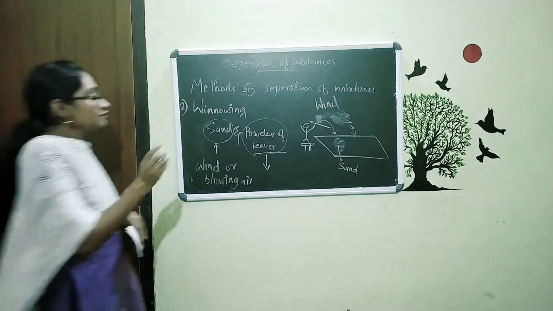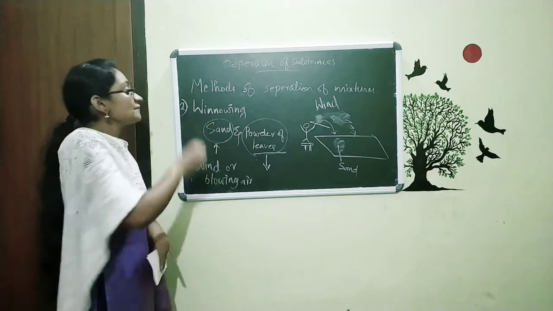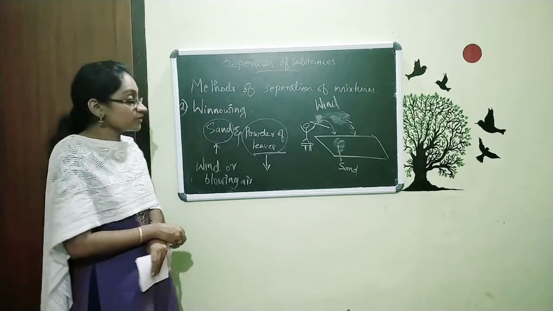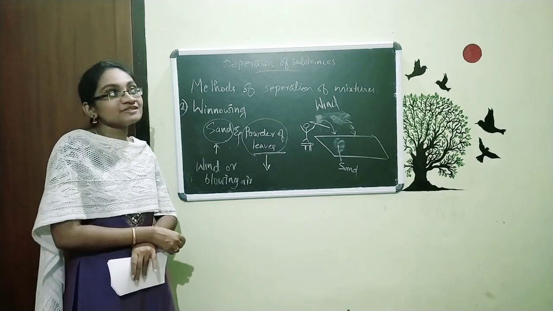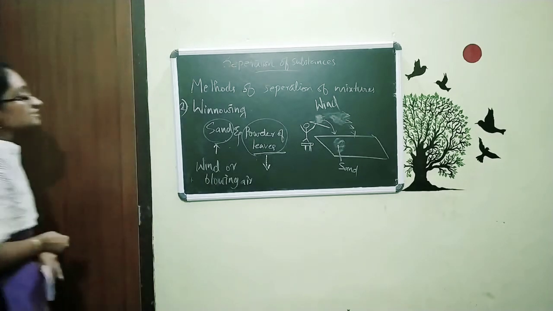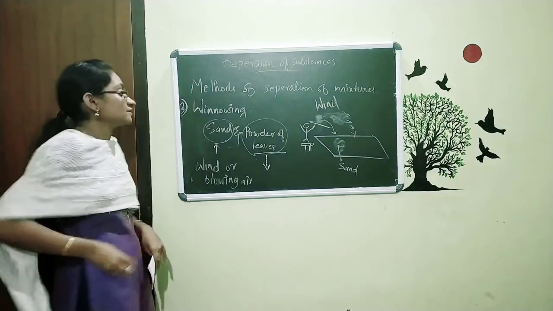Very simple, and you want to remember the example that we are separating the mixture of sand and powder of leaves, or you can also write the mixture of sand and sawdust. Sawdust means the powder from the wood, that is sawdust. This is all about the winnowing. This is our third method, winnowing.